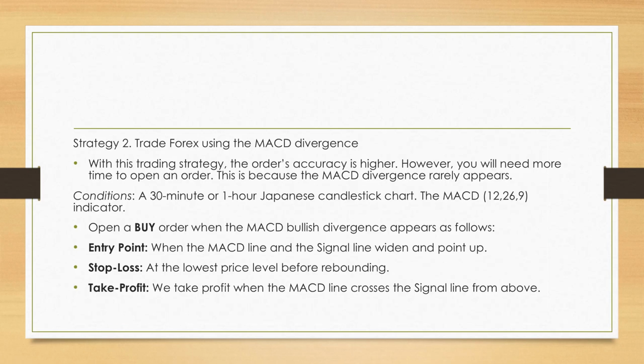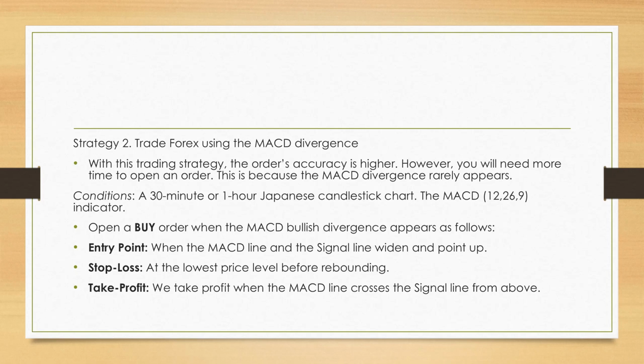Right? Strategy 2, trade the forex using the divergence. Remember we spoke about the divergence earlier. With this trading strategy, the order's accuracy is higher. However, you would need more time to open an order. This is because the MACD divergence rarely appears. We can identify the divergence, and remember, when we see the divergence, it is because there is going to be a reversal, right? But it rarely appears using the MACD indicator.